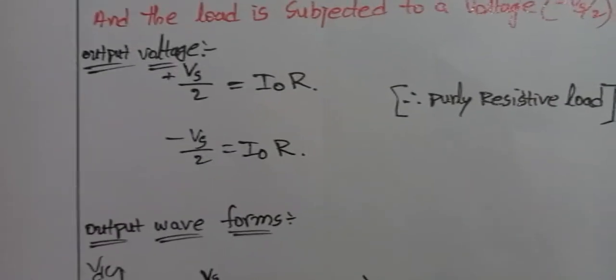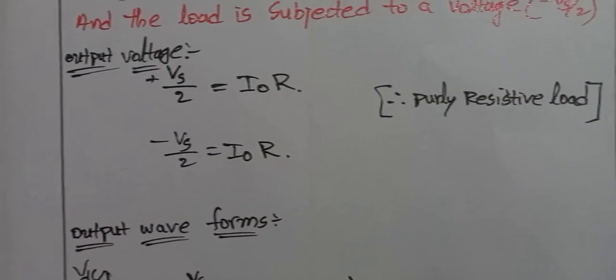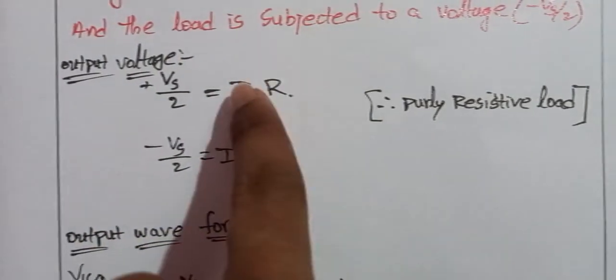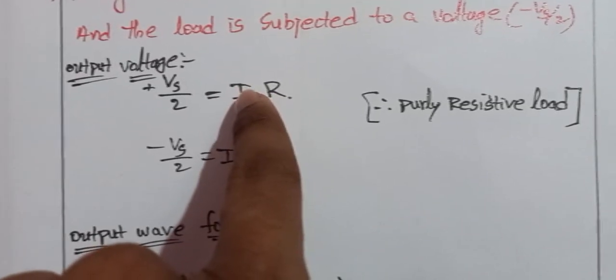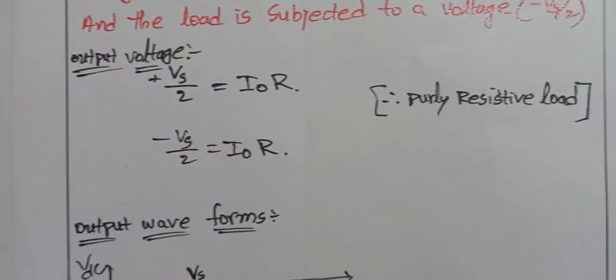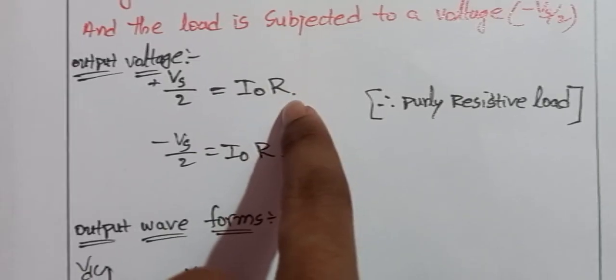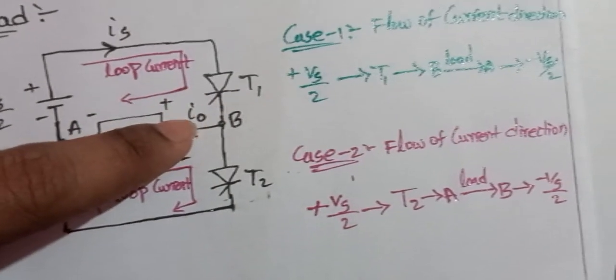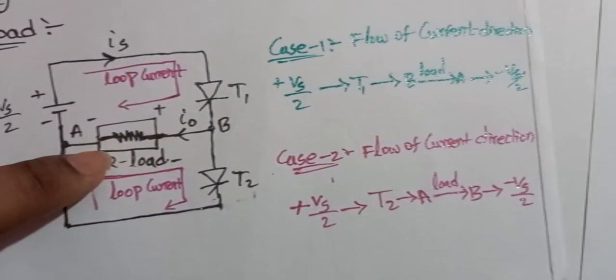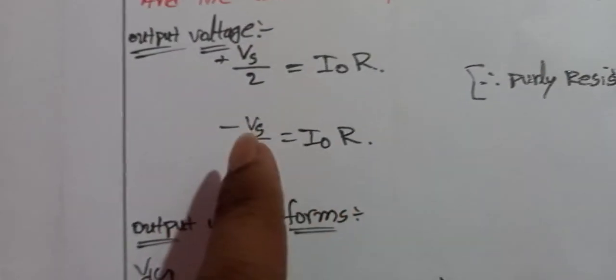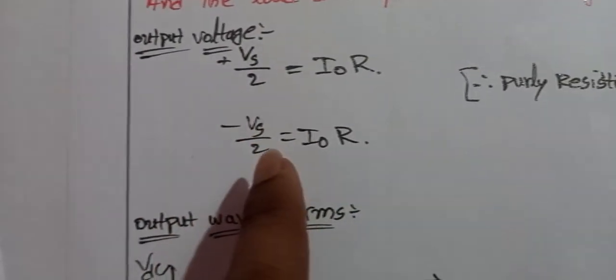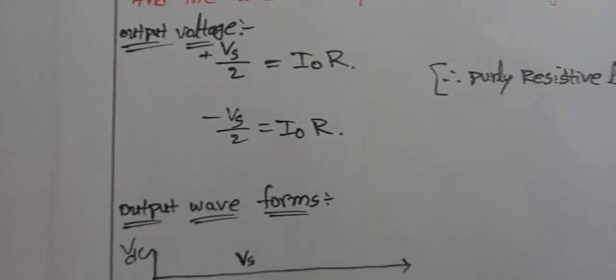So the output voltage plus Vs by 2 is equal to I naught R, because here we are taking the VO voltage, and that VO voltage is simply, according to Ohm's law, IR. I naught is the output current, and here the load is a resistive load, so that's why I naught into R. For the negative half cycle, minus Vs by 2 equals I naught R simply. Then we'll go for the output waveforms.